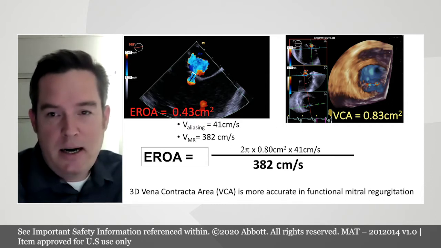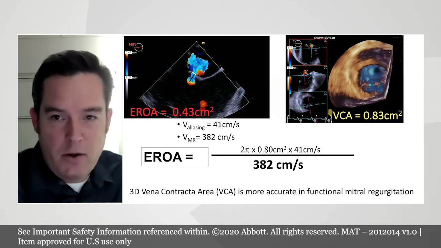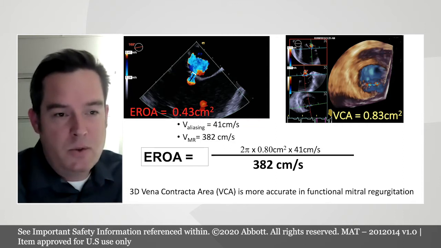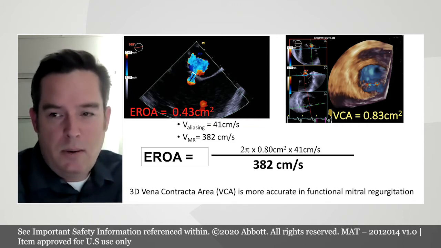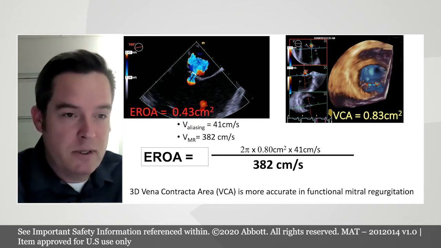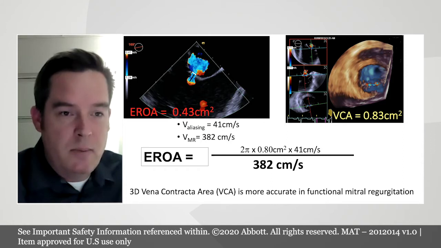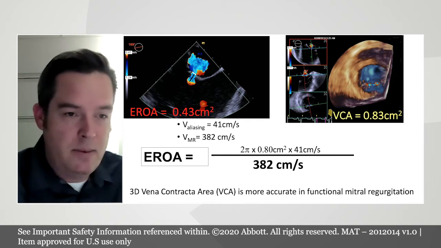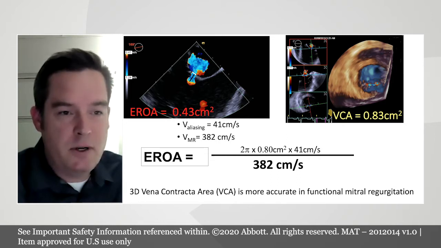So vena contracta area allows us to use that MPR in a 3D color volume and trace out essentially the orifice area. The tools have gotten so good now that we're able to actually measure the orifice area, and we're not limited by the PISA limitations with an elliptical orifice, or by the PISA limitations of a hemispheric assumption.